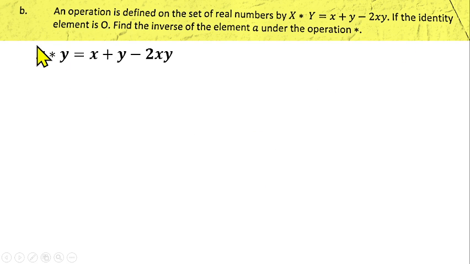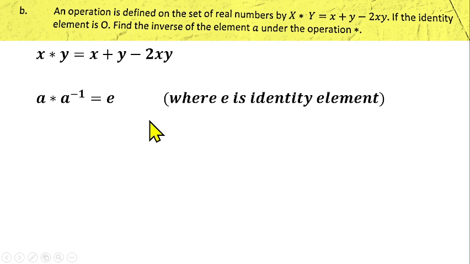So we are given the rule x asterisk y equals x plus y minus 2xy, and we have to find the inverse element, and there is no inverse element unless there is an identity element. So an element combined together with its inverse should give us an identity element. So we are looking for the inverse of a, so that means a asterisk its inverse should give us identity element, which is e, and we have already been given the identity element, which is 0.